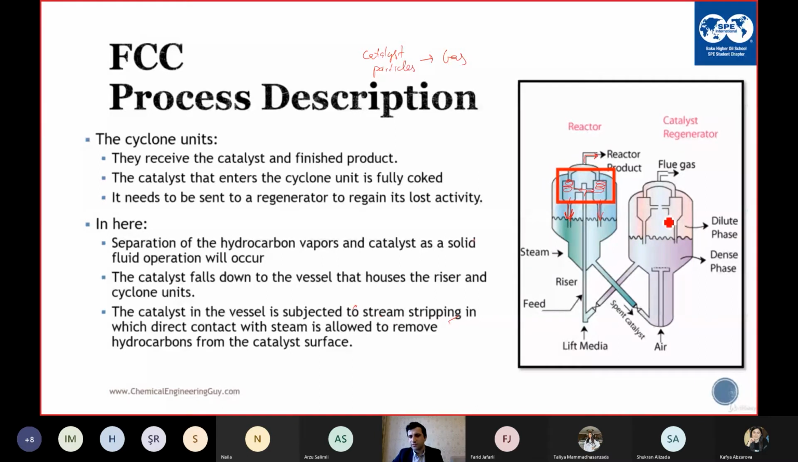But we have also cyclones in the regenerator. Here again the same. The gas inlet is here, and then the flue gas leaves the regenerator, and the catalyst goes back to the regenerator. So using the cyclones, we do not allow the catalyst particles to leave the reactor in the product stream or leave the regenerator in flue gases.